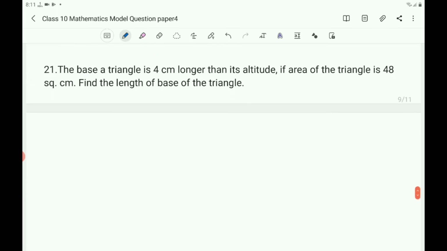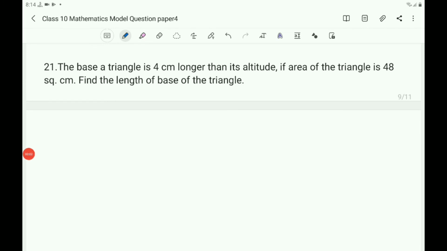The base of a triangle is 4 cm longer than its altitude. If area of the triangle is 48 square centimeter, find the length of base of the triangle. Here what is given? The relation between the base of a triangle and its altitude is given, and also the area of the triangle is given. What we have to find out? We have to find the base of the triangle.